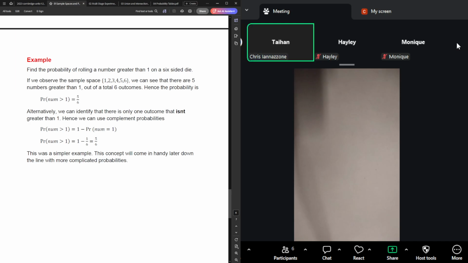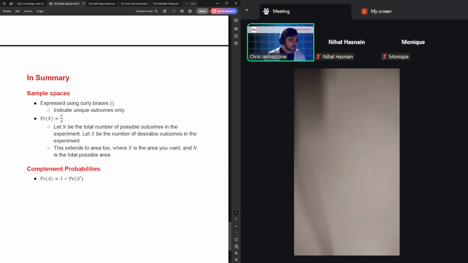Any questions about that so far? Because that's pretty much it. That's our sample spaces stuff.